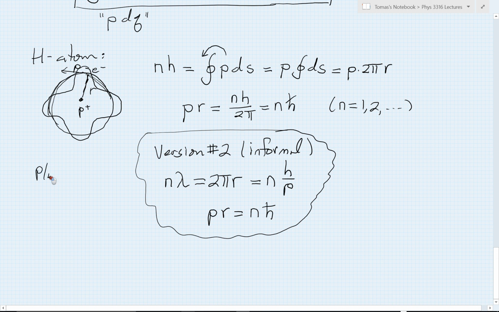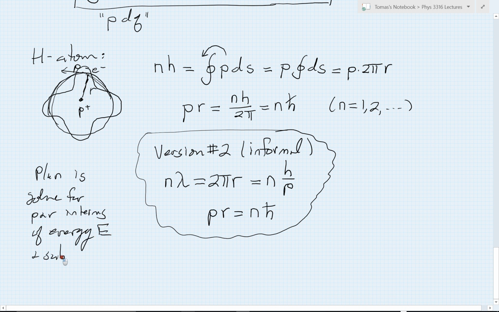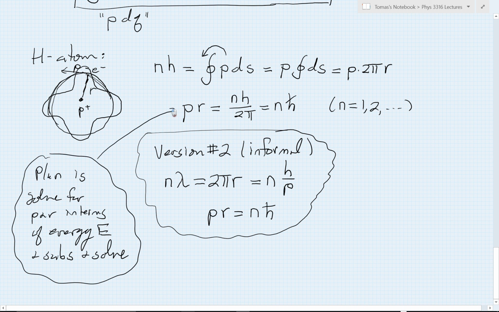So our basic plan then is exactly as we've just said: to solve for P and R in terms of the energy E, and then substitute into the expression up here and solve. So it's always good, as I say, to have such a plan. Okay, so just put a little bubble around our plan, to indicate what we're doing.